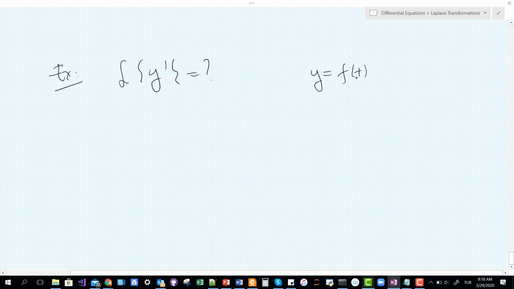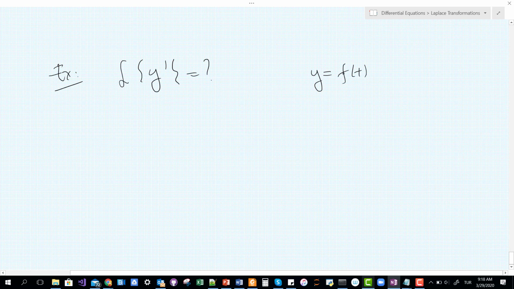Okay, now we can get back to this question, guys, I asked at the beginning. The question was this one. So I can ask you as an example. What is the Laplace of the y prime? Or if you assume y is equal f of t, of course I can use both notation.